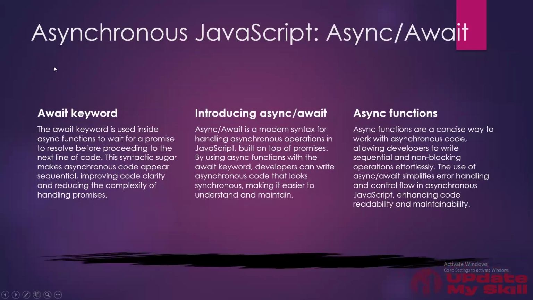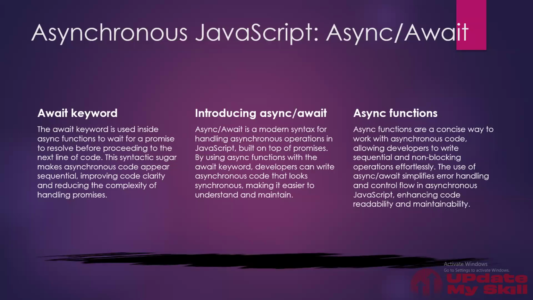So next, asynchronous JavaScript and await. The await keyword is used inside an async function to wait for a promise to resolve before proceeding to the next line of code. This syntactic sugar makes asynchronous code appear sequential, improving code clarity and reducing the complexity of handling promises.